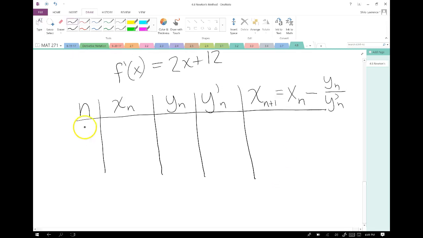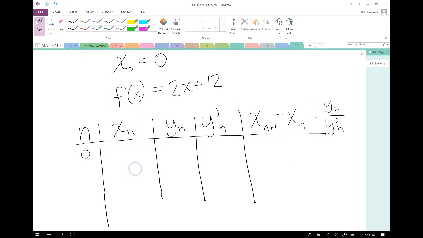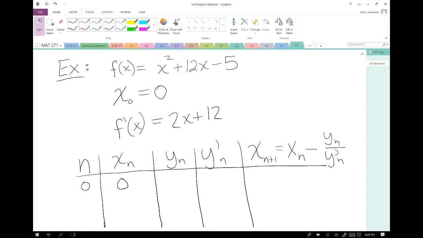So your first column is the 0 iteration, because we're using x sub 0. It's our initial guess. We didn't do any iterations of Newton's method to get it. So we want to know the y value when x is 0. And you just use your regular function to get that. If I plug in 0 to my original function, I'm going to get -5. And then if I plug in 0 to my derivative function, I get 12. So the way that I have them written, this is also f of x, f prime of x.